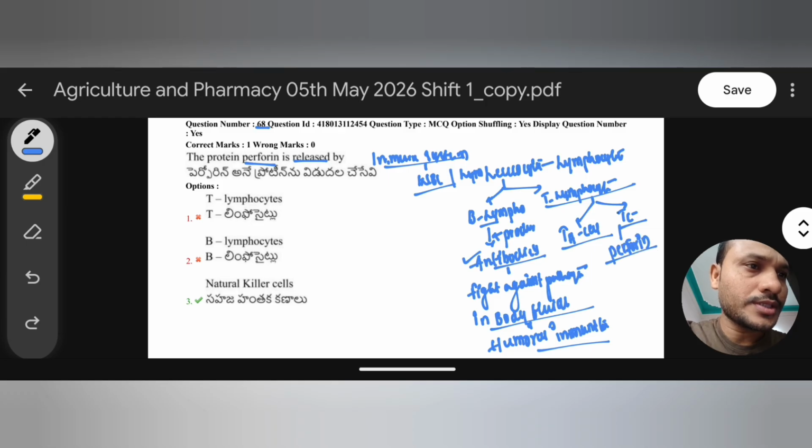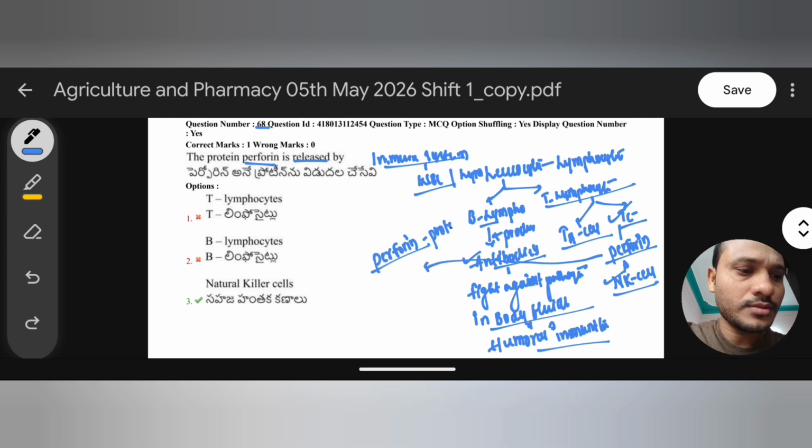Not only TC cells, along with TC cells there is one more type of white blood cell. They are natural killer cells, NK cells. Along with cytotoxic T cells, these natural killer cells both secrete a protein called perforin, and this protein makes pores. Pores here means holes.